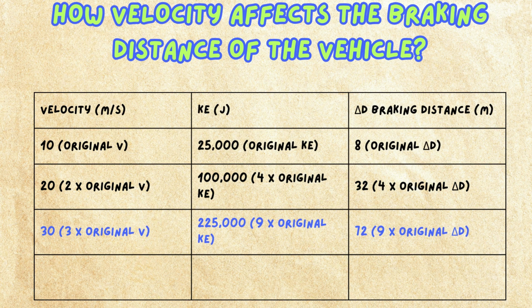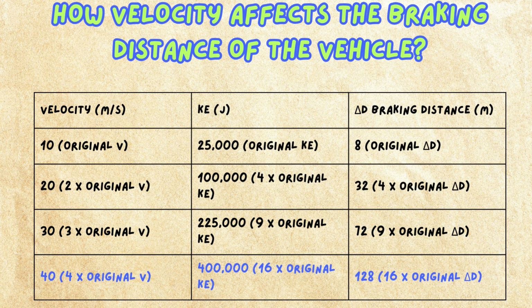When you triple your velocity, your kinetic energy will be 9 times the original kinetic energy, and your braking distance will be 9 times the original braking distance. So that will be 9 times 8 meters, or 72 meters. When you quadruple your velocity, the kinetic energy will be 4 squared times the original kinetic energy, and your braking distance will also be 4 squared times the original distance. So 16 times 8 equals 128 meters.